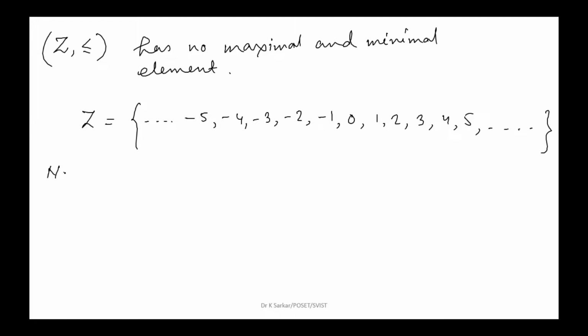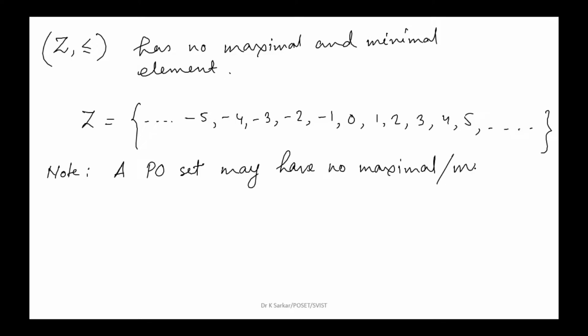Note, a poset may have no maximal or minimal element. In other words, we can say that if a poset is finite, then it will have maximal and minimal elements.